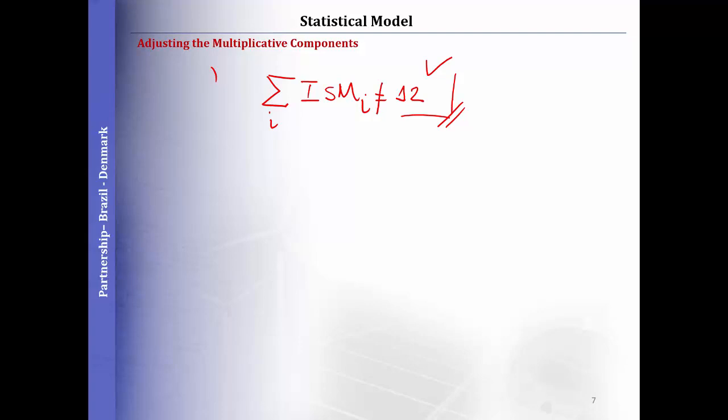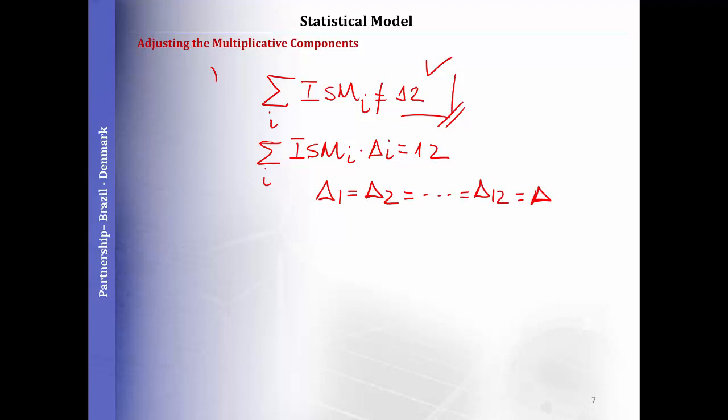So in order to achieve this, we need to incorporate a delta element, which will be equal to 12, and delta 1, delta 2, up to delta 12, all of them equal to delta. So we know that delta would be 12 divided by the sum of each component. So let's apply it and see if it works.